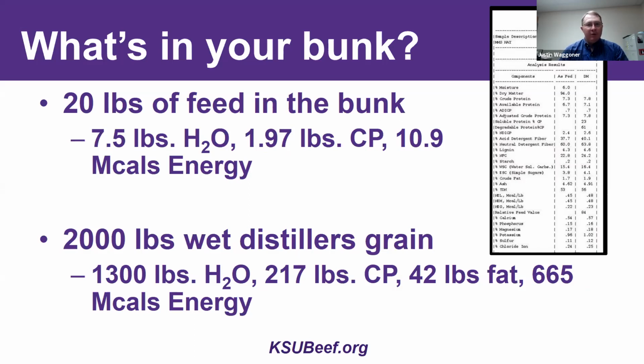Well, from a chemical standpoint or the nutrient composition standpoint, it's 7.5 pounds of water. It may be around 2 pounds of crude protein and about 11 megacals of energy. On the other side of that, if we look at our commodities, what's actually in a ton of wet distiller's grain? There's about 1,300 pounds of water, 217 pounds of crude protein, 42 pounds of fat, and 665 megacals of energy in that ton of wet distiller's grain.